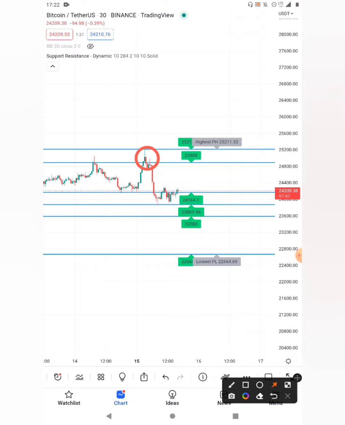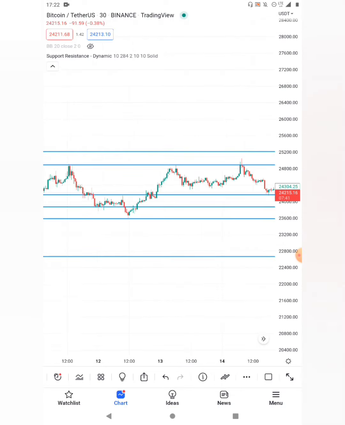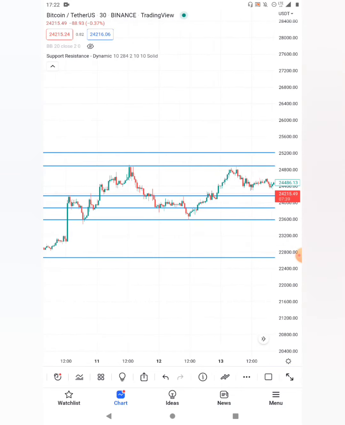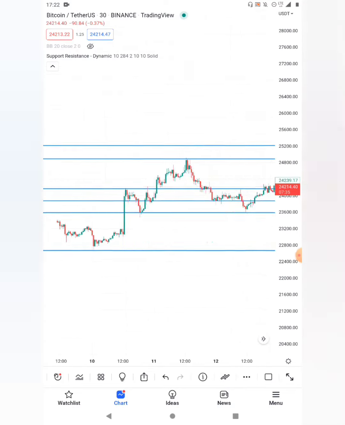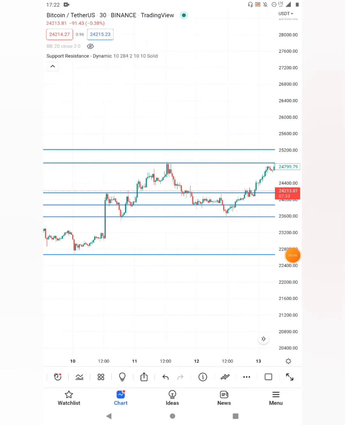Now I'm going to show you another typical example. So you see the real definition of a breakout. A real breakout now, not a false breakout. Now, very good. I'm going to show you something very, very interesting. You will enjoy and thank me later.